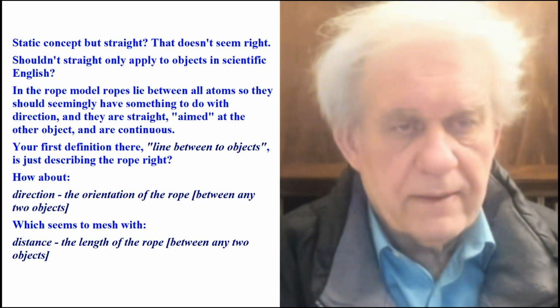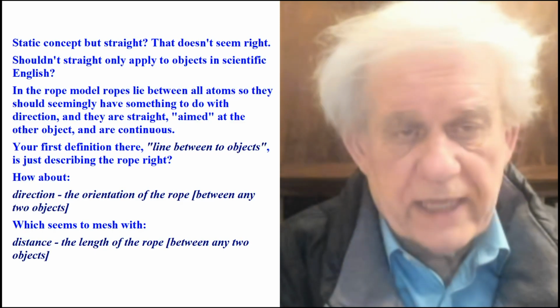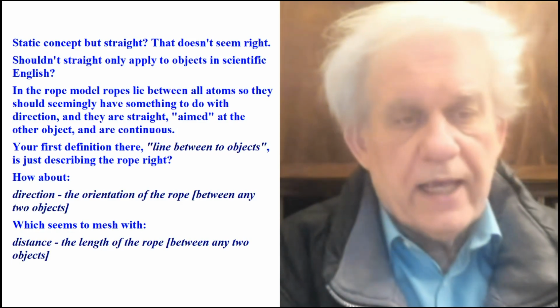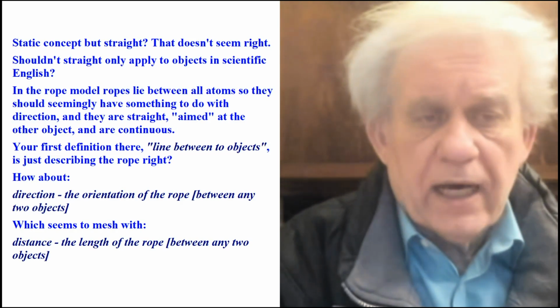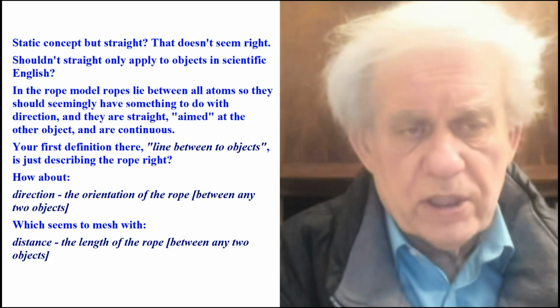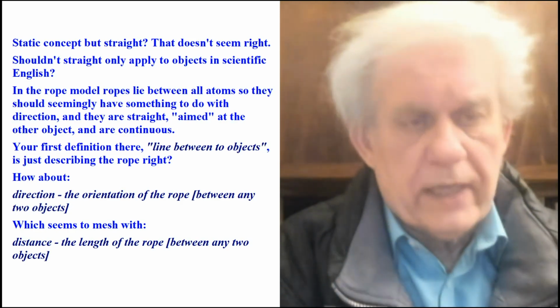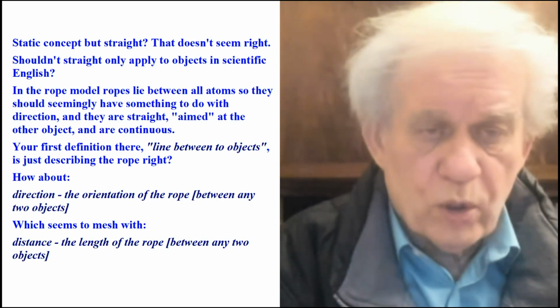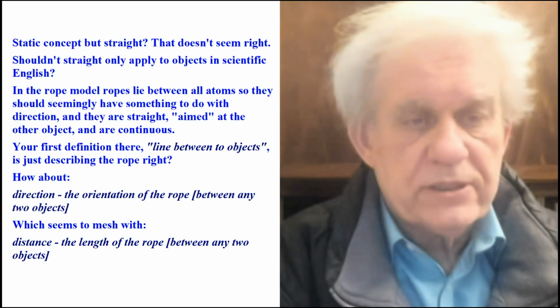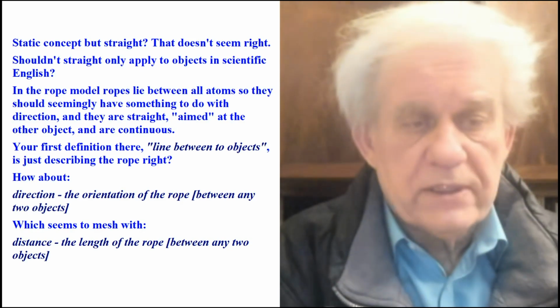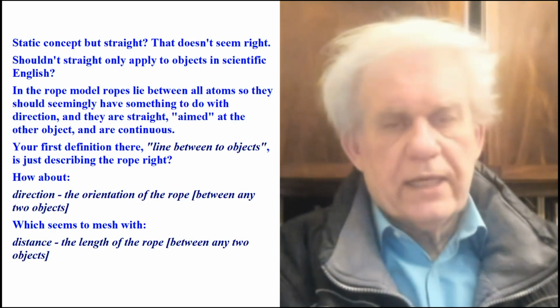Is the rope model, where a rope lies between all atoms, as they should seemingly have something to do with direction, and they are straight, aimed at other objects, and continuous. Your first definition there, line between 2 objects, is just describing the rope, right? How about direction? The orientation of the rope between any 2 objects, which seems to mesh with distance, the length of the rope between any 2 objects. He said a mouthful there.